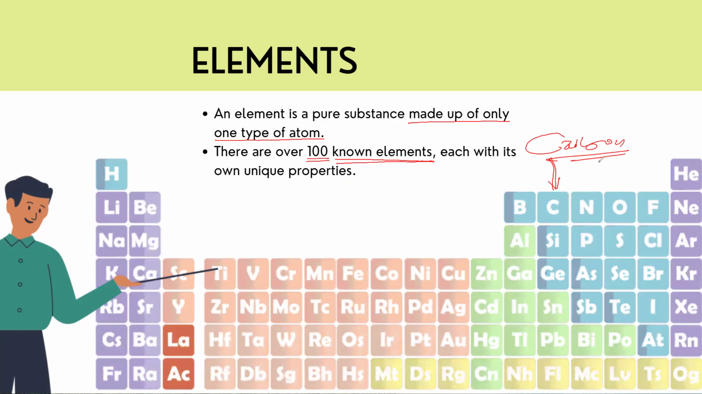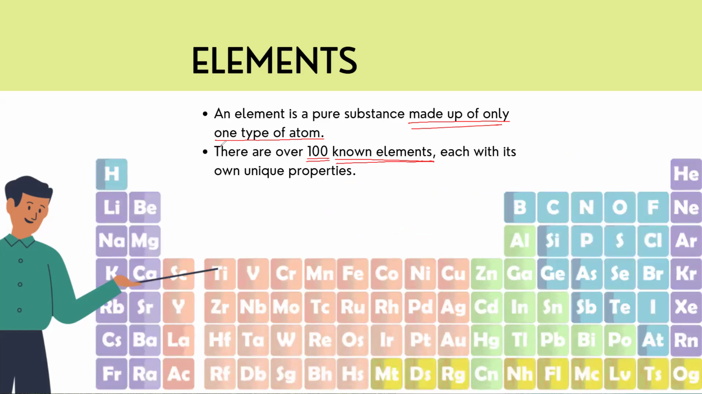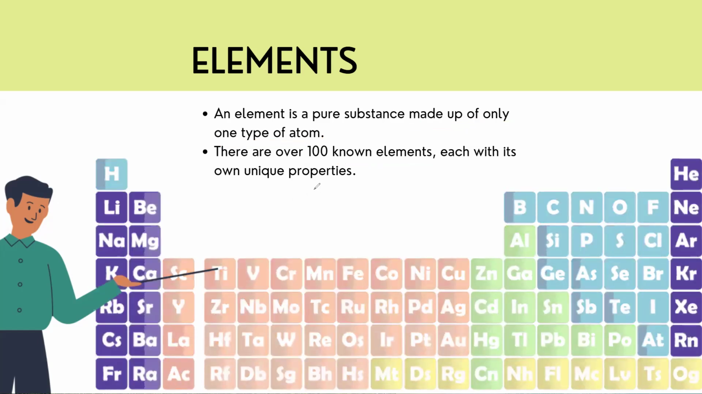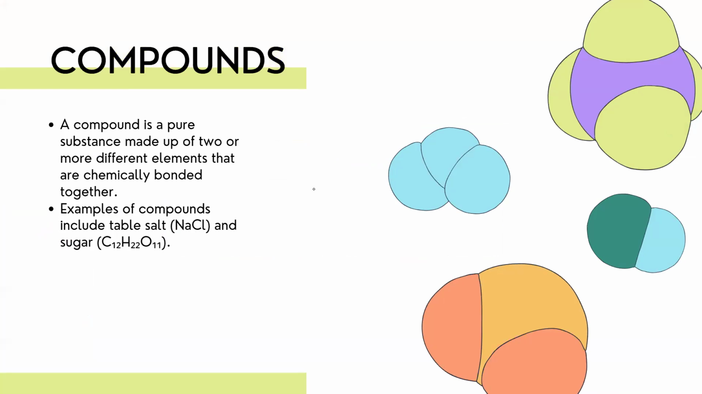So now what we're simply saying is that elements are pure substances made up of only one type of atom. The similarity between all of these is that they are made up of just one type of atom, and that is why they are called pure substances. Once something is not made up of only one type of atom, we cannot say it is a pure element anymore. So now that we know what an element is, here is the definition of what a compound is. A compound is a pure substance made up of two or more different elements that are chemically joined together.